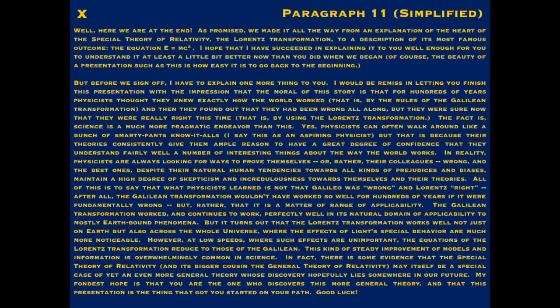All of this is to say that what physicists learned is not that Galileo was wrong and Lorentz right. After all, the Galilean transformation wouldn't have worked so well for hundreds of years if it were fundamentally wrong, but rather that it is a matter of range of applicability. The Galilean transformation worked, and continues to work, perfectly well in its natural domain of applicability to mostly earthbound phenomena. But it turns out that the Lorentz transformation works well not just on Earth, but also across the whole universe, where the effects of light's special behavior are much more noticeable. However, at low speeds, where such effects are unimportant, the equations of the Lorentz transformation are reduced to those of the Galilean. This kind of steady improvement of models and information is overwhelmingly common in science.